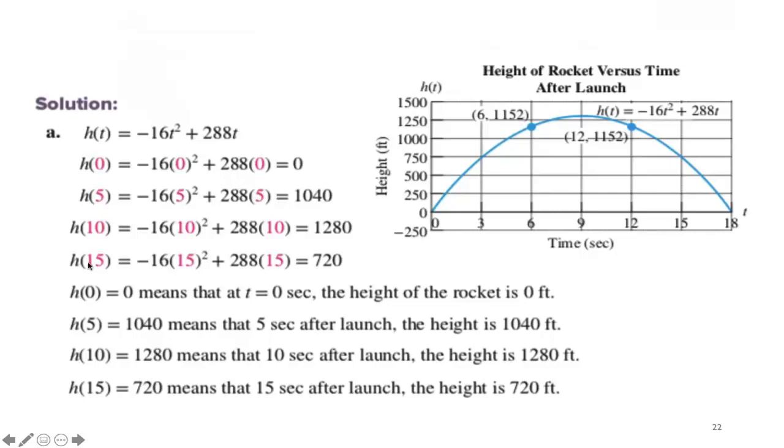For example, from the picture, when time is 15, the height is 750. So this point right here denotes the height of the rocket.